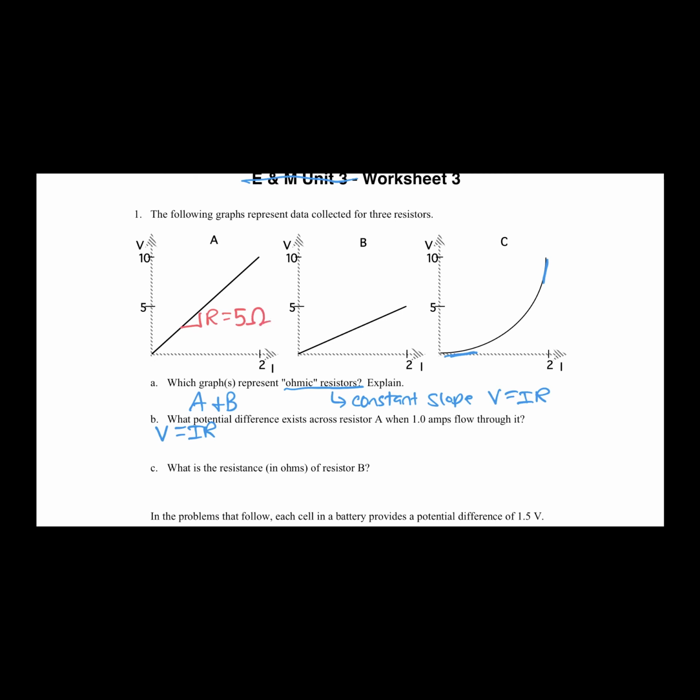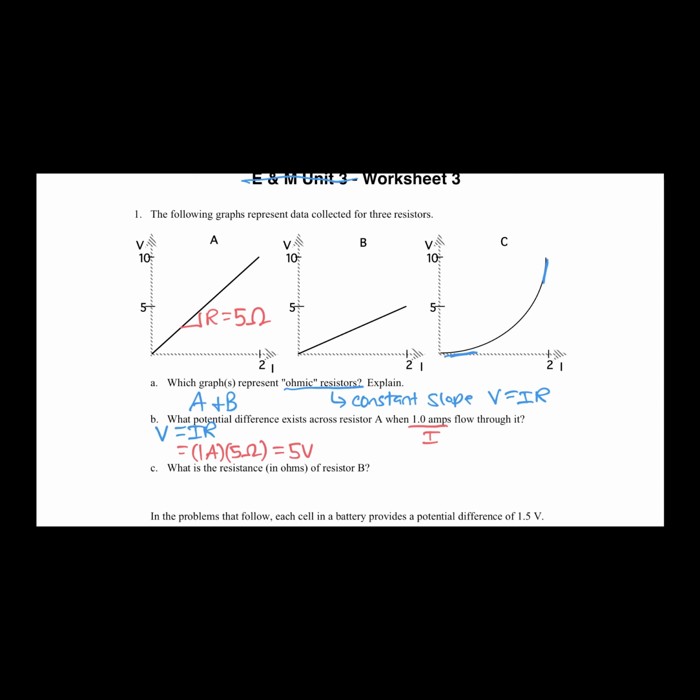In order to predict how much voltage I'm going to get, I'm going to use Ohm's law. This is our current, which is 1 amp, and I have 5 ohms. So this is going to be 5 volts.